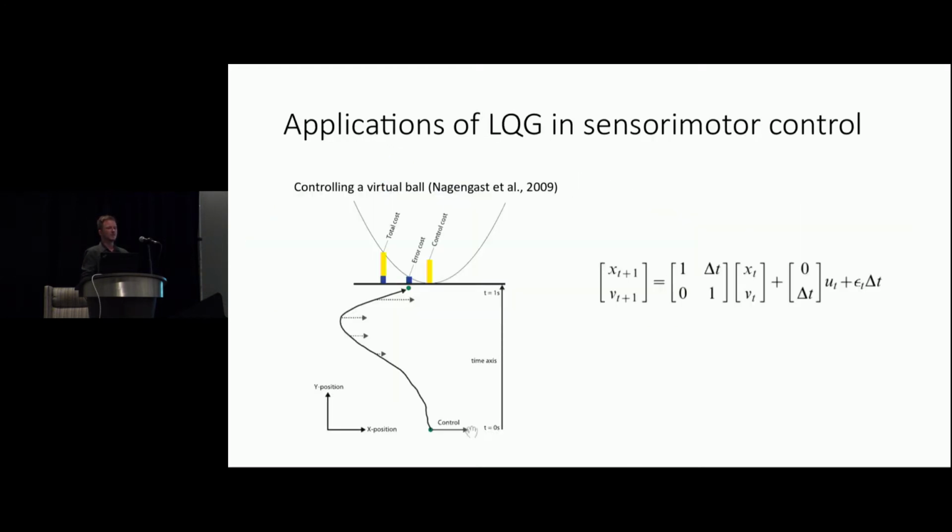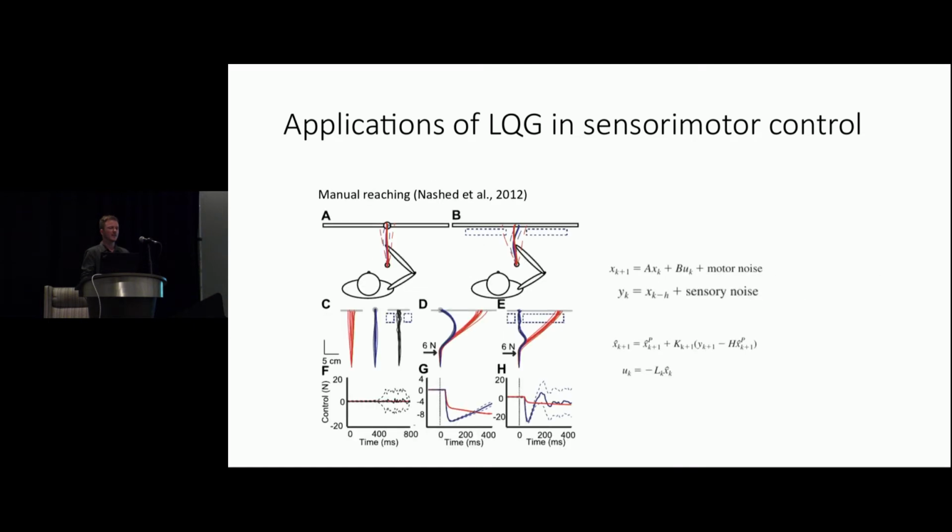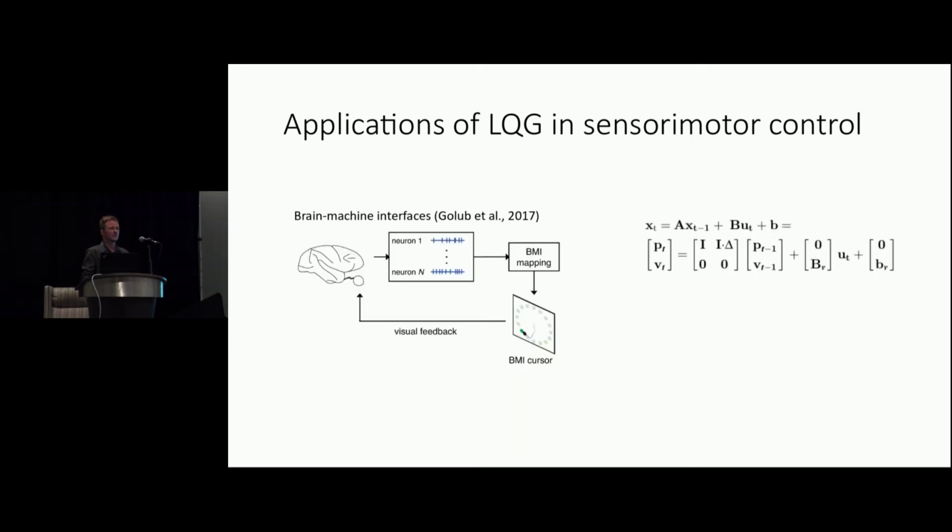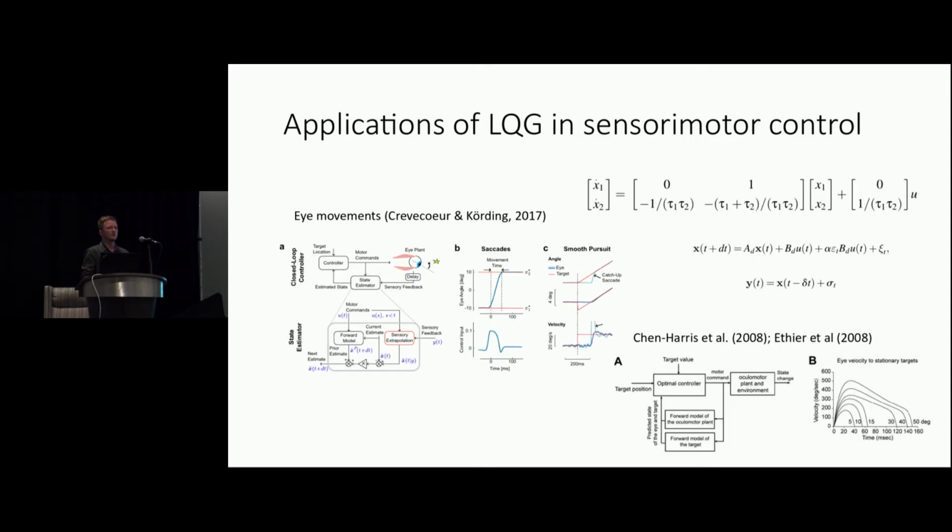So here it has been applied to controlling a virtual ball. Those are the matrices of the dynamical system. It has been applied to manual reaching tasks a lot in different papers. It has been used in the neuroscience literature to model brain-machine interfaces, and also to model things like smooth pursuit or saccadic eye movement. So those are some examples where we have really accurate models of the dynamics, for example, of the hands or the eyes.